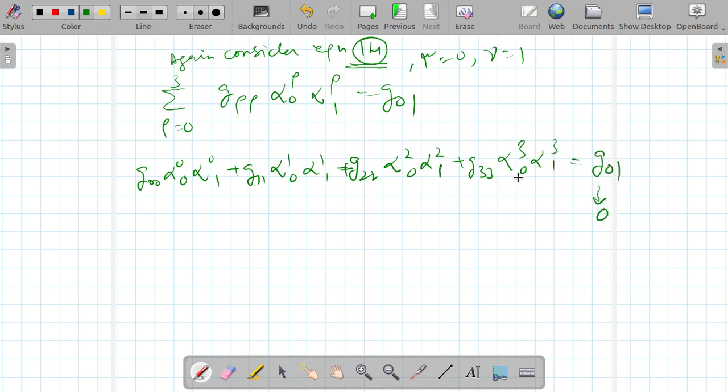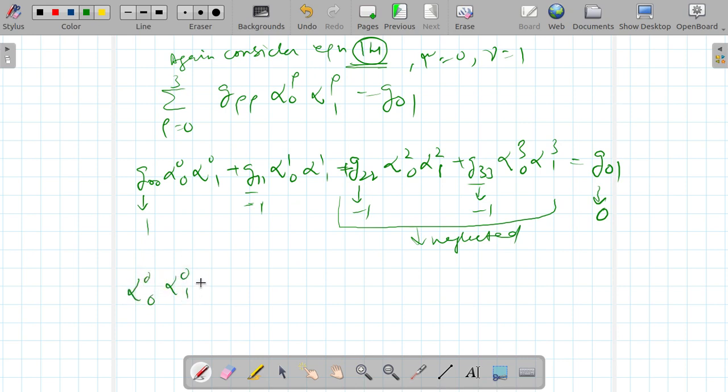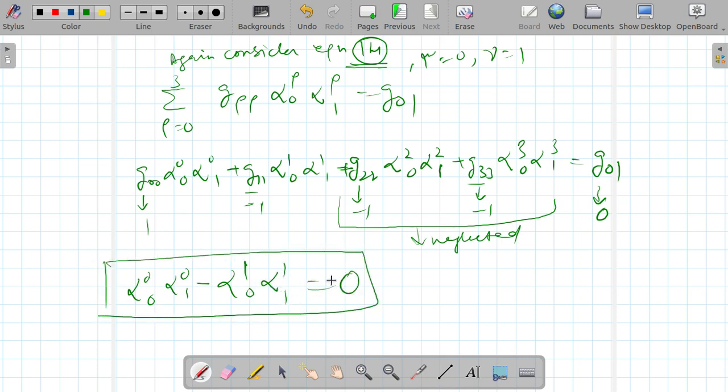Its value will be 0, and the other values will be minus 1. And as we know that y and z remain unchanged, these two terms can be neglected. If I neglect those, then this equation will become alpha 0 0 and alpha 0 1 minus alpha 1 0 and alpha 1 1 is equal to 0, and let me call it equation number 24.